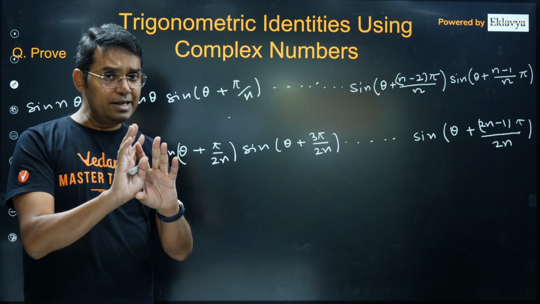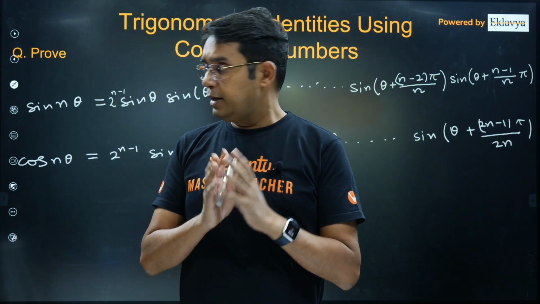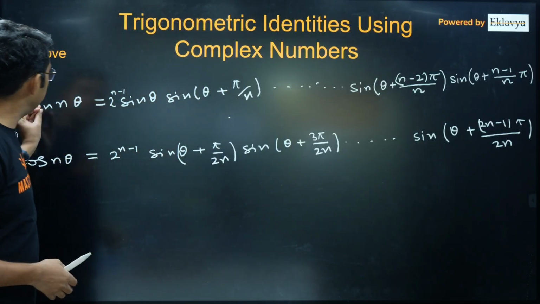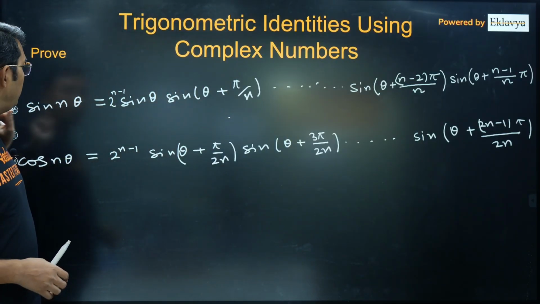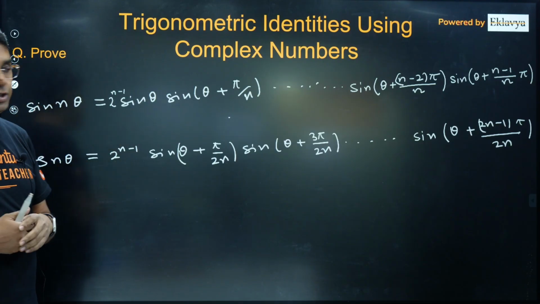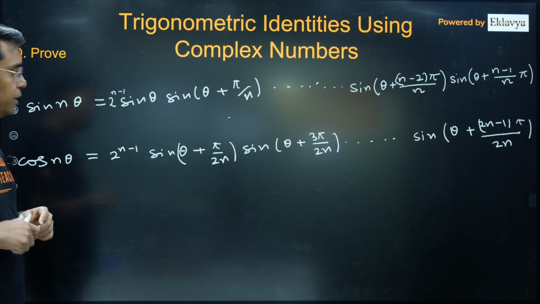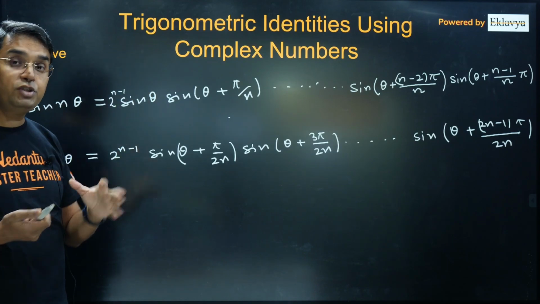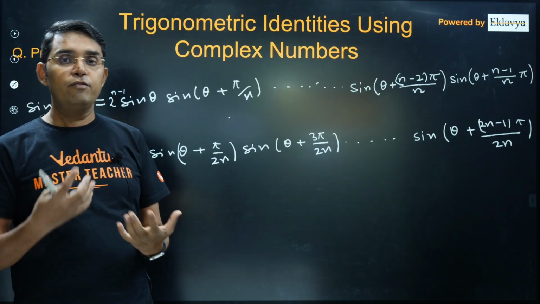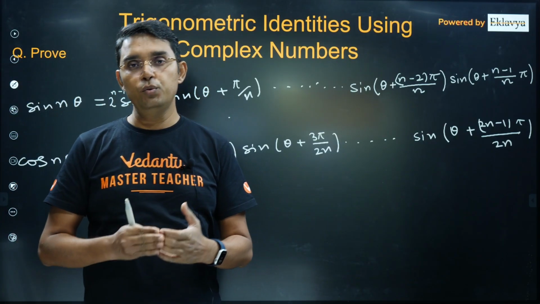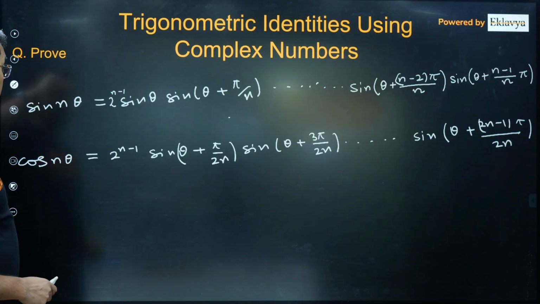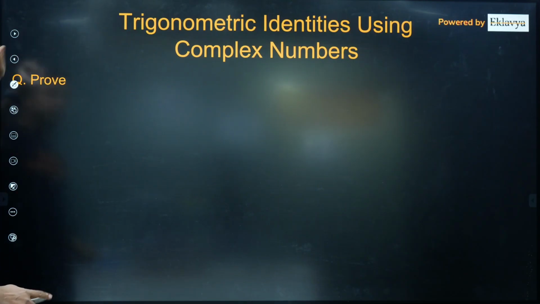This is not a standard result. So don't worry that you do not know it already. This is just like a question, but I found use of this thing in one of my questions, and in that question I realized that sine n theta should have some result like this, which I was able to derive with the help of nth roots of unity. I will show you how. Okay, so let's focus on the first one.